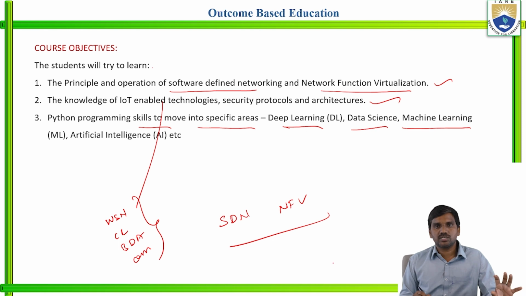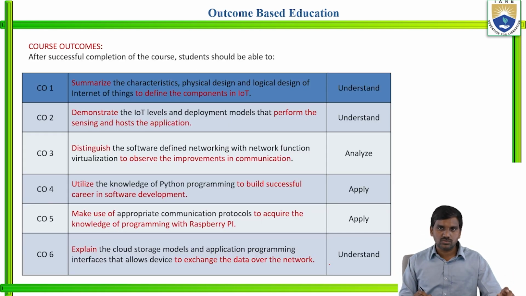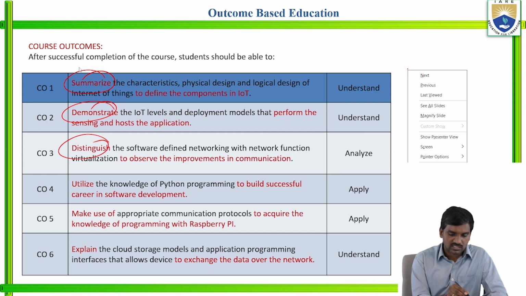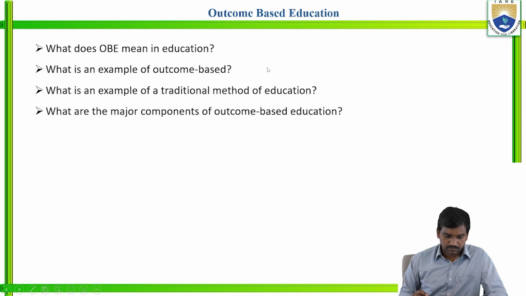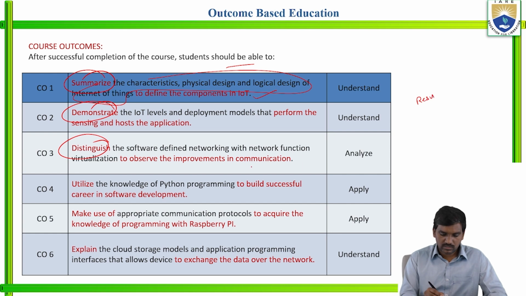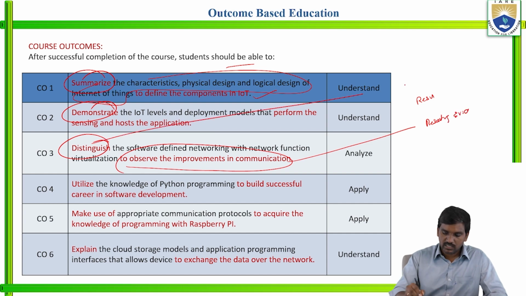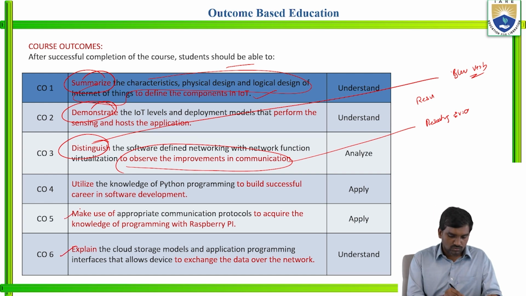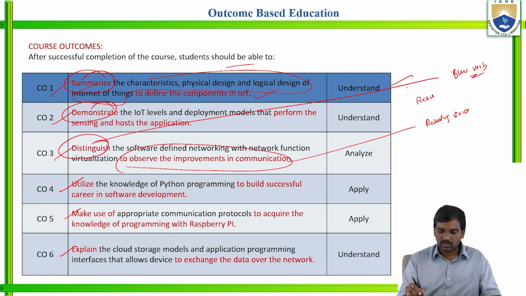These are the course objectives of Internet of Things, and these are the course outcomes based on the verbs. We may use the first words: summarize, demonstrate, distinguish. After successful completion of the course, the student should be able to... This is the content of the theory, and this is to define the components in IoT, resulting evidence, to observe the improvements in communication. This is the Bloom's level verb. So these are the 6 COs I defined for Internet of Things: CO1, CO2, CO3, CO4, CO5, and CO6. Explain, make use of, utilize, distinguish, demonstrate, and summarize. So these are the levels: understand, apply, analyze.